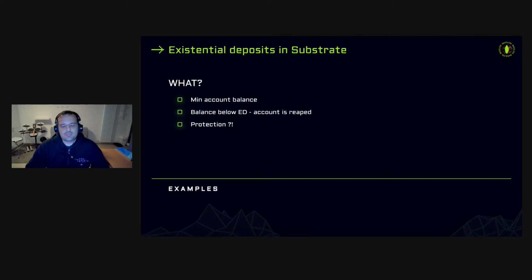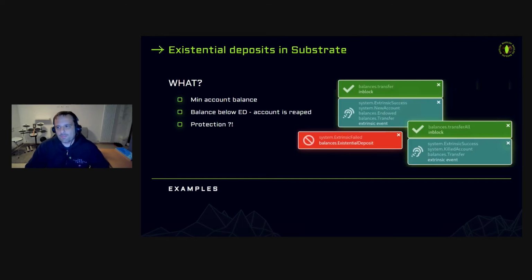So what is the existential deposit? We can define it as the minimum balance that an account needs to have in order to exist on a chain. If you have already worked with Substrate, you have probably seen events like this: new account, transfer, and if you're lucky, the event you want to see is the killed account event. That means all the references I just mentioned have been removed, all the counters are equal to 0, and your account is no longer needed on your chain.